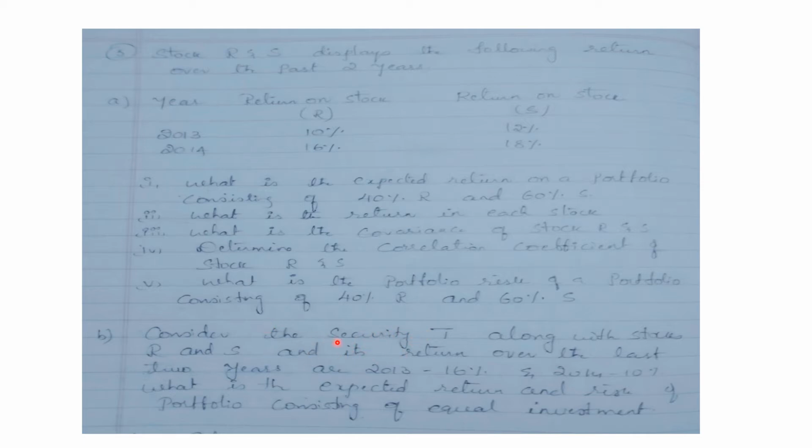So you have to consider the security T along with these two given stocks R and S, and its return over the last 2 years is 16% in 2013 and 10% in 2014. So what is the expected return and risk of the portfolio consisting of equal investment? So you are asked to calculate the expected return as well as risk, wherein it consists of equal proportions.